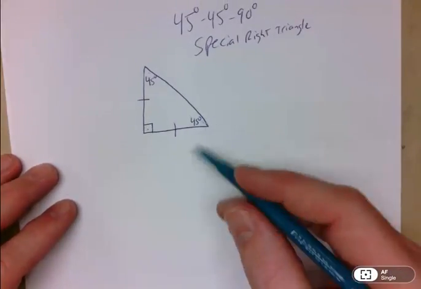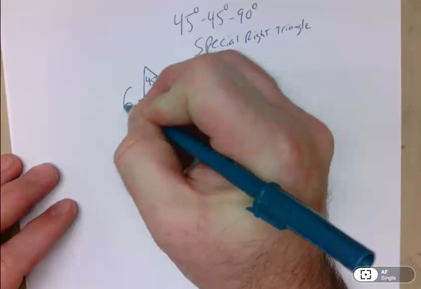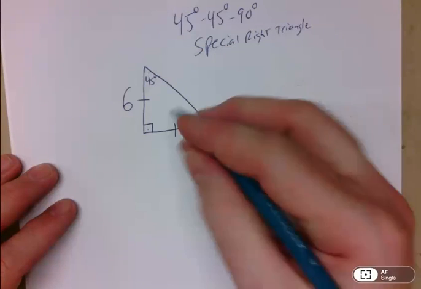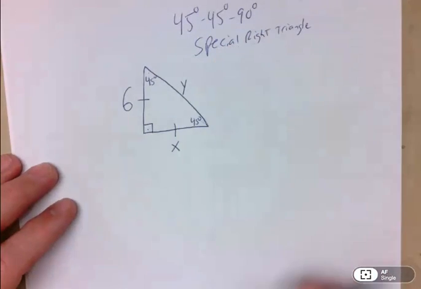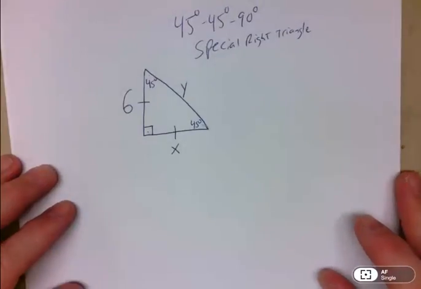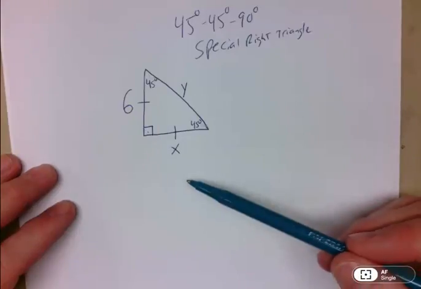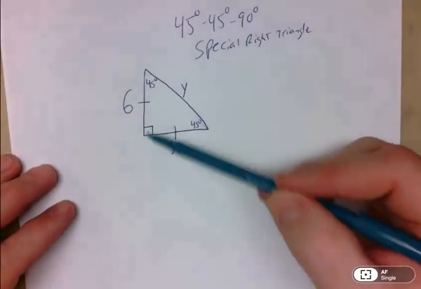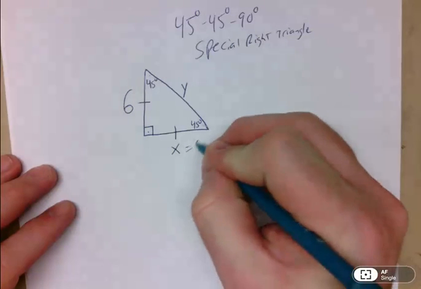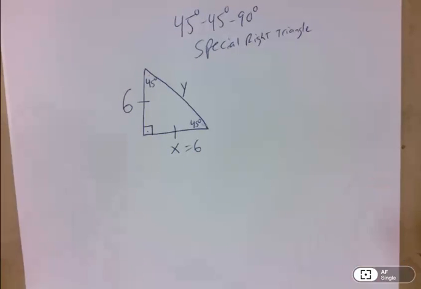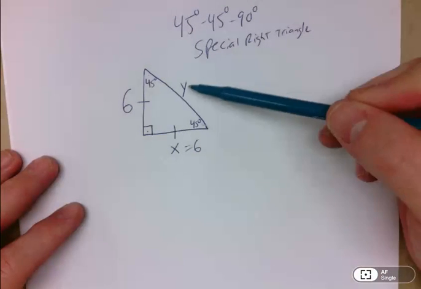Let's do a quick example here where I label this side 6. This side I don't know, I'm going to call x. This side I don't know, I'm going to call y. And the typical question would be, please solve for x and y. Well, it shouldn't take too much to figure out what x is. Since this is isosceles, this leg is 6, means this leg has to be 6 as well. Automatic, done, freebie.